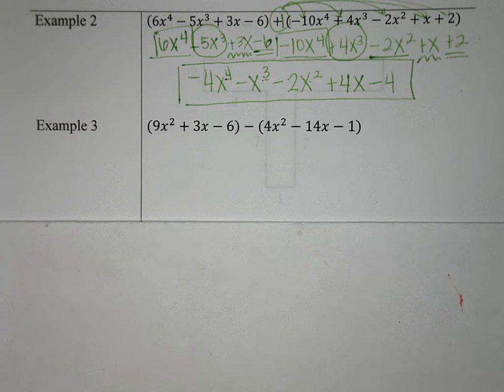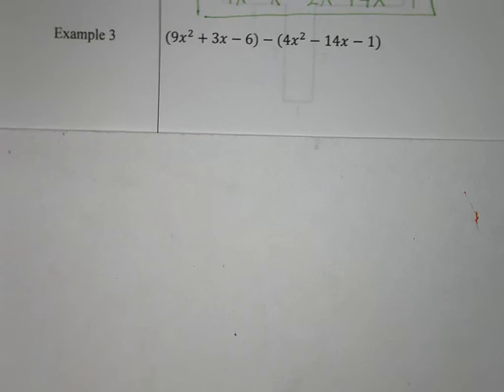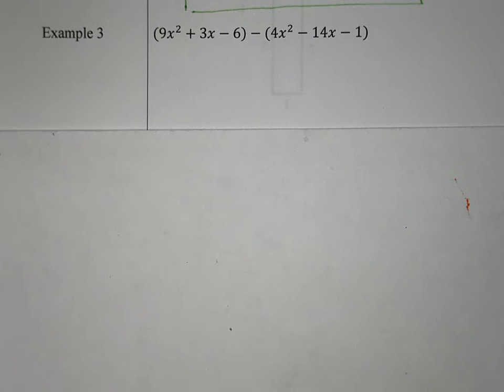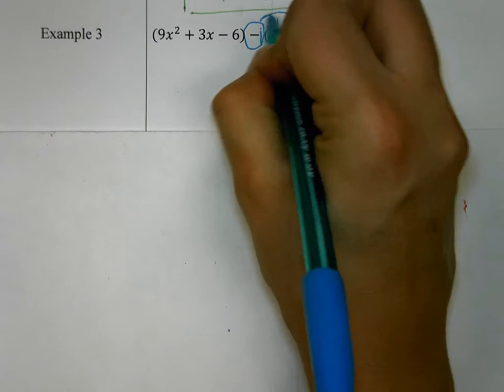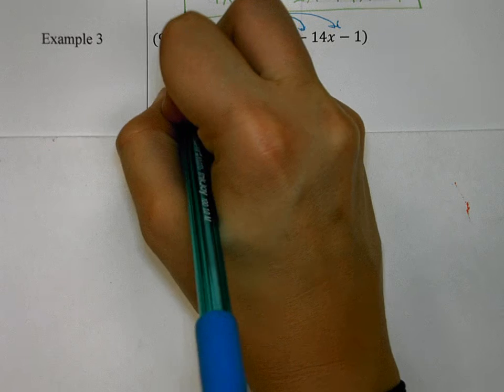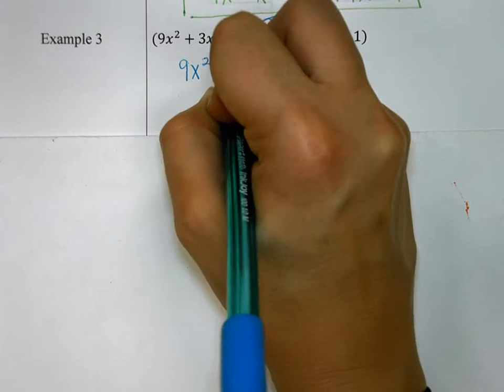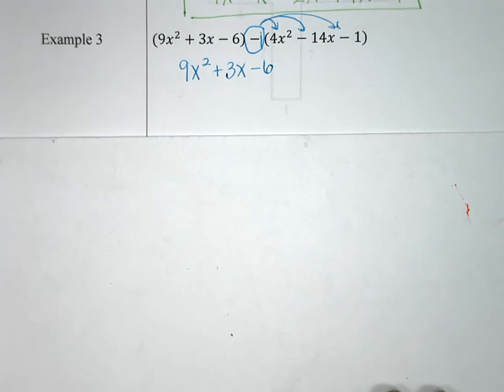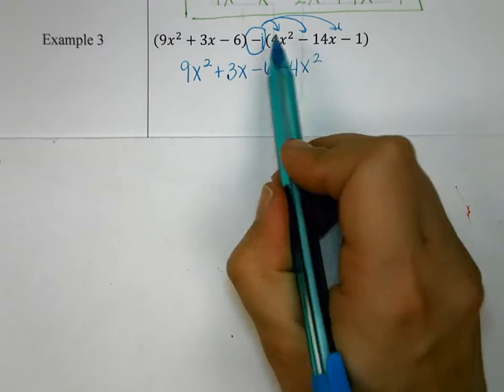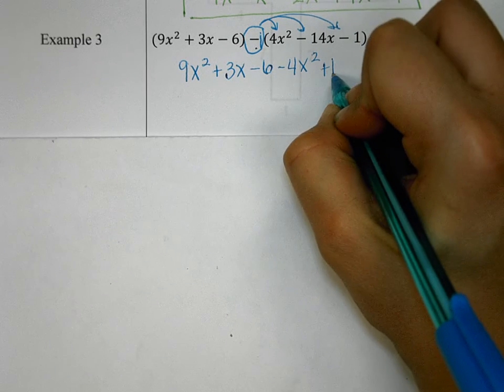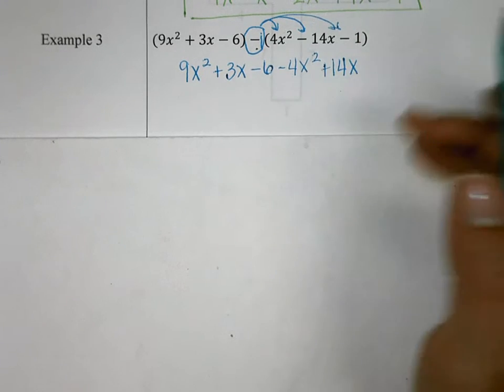In example 3, I'm going to be subtracting 9x squared plus 3x minus 6, and then subtracting from that 4x squared minus 14x minus 1. So my first step is to distribute the invisible 1 here. So I'm going to distribute the invisible negative 1. And that's going to give me 9x squared plus 3x minus 6. Negative 1 times 4x squared is negative 4x squared. Negative 1 times negative 14x is plus 14x. And negative 1 times negative 1 is plus 1.